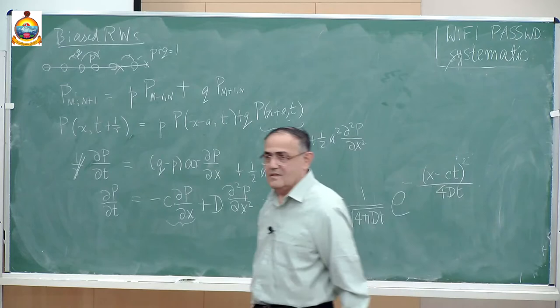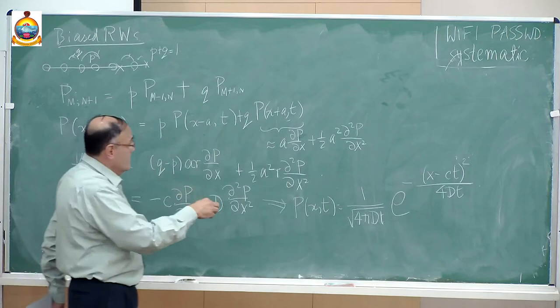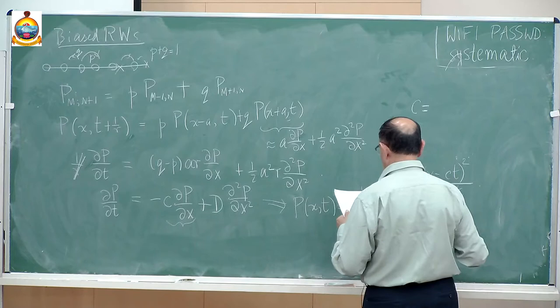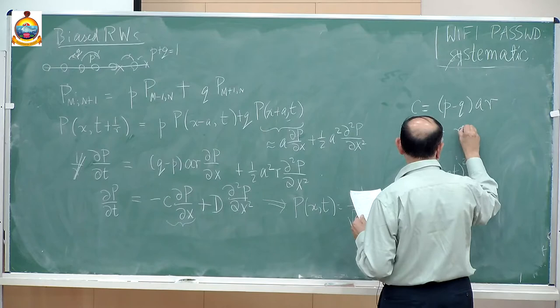So what the bias of the biased walkers does is to impart a drift velocity. In terms of the actual microscopic model, we have a formula for the drift velocity. C is equal to P minus Q times A times R. And D, of course, was there yesterday as well, is R A squared.